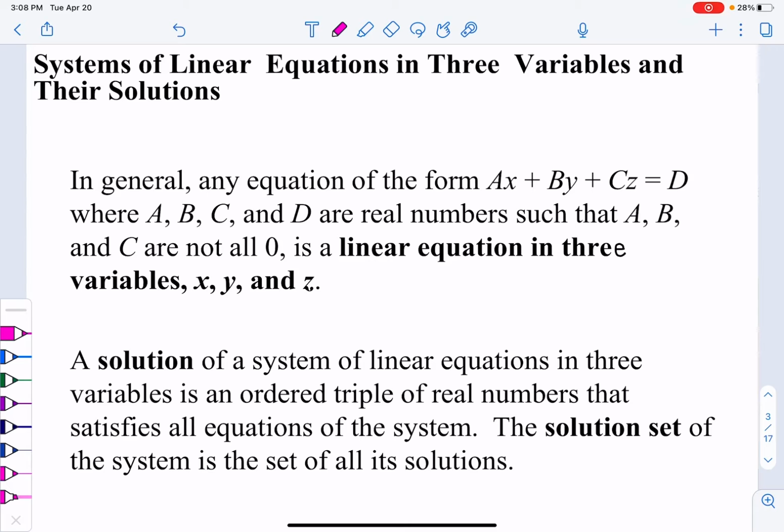A solution of a system of linear equations in three variables is an ordered triple. So now we're going to look at having an x, y, z in terms of that ordered pair. X, y would be a pair, x, y, z would be our ordered triple. So we have our ordered triple of real numbers that satisfies all equations of the system. The solution set of the system is the set of all of its solutions.